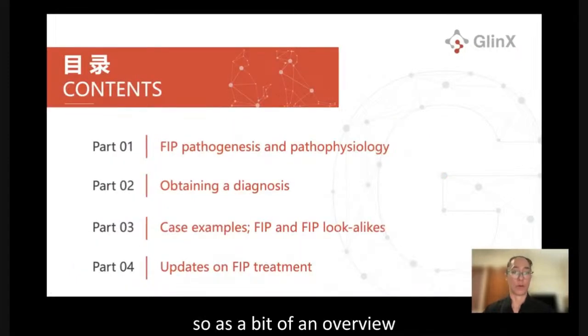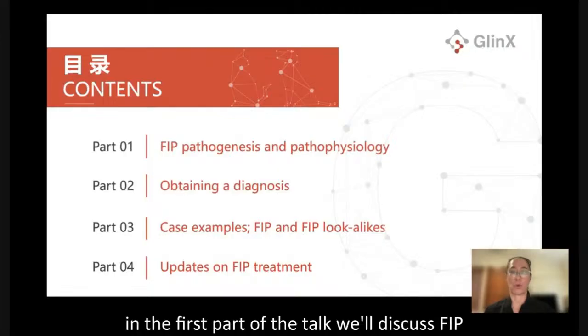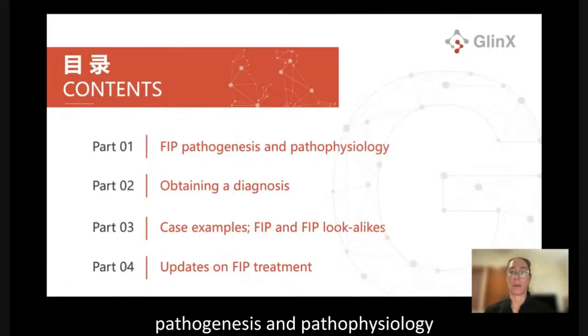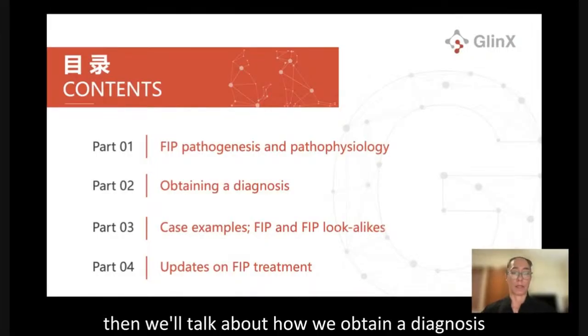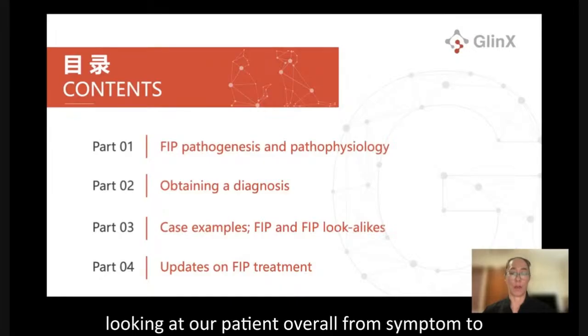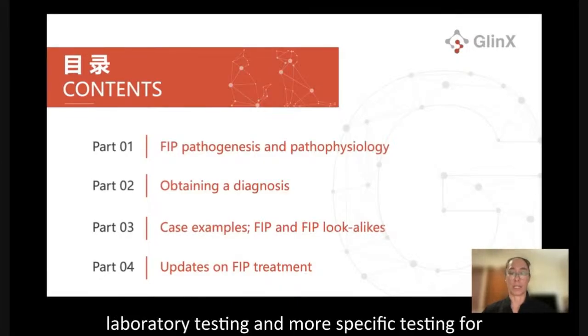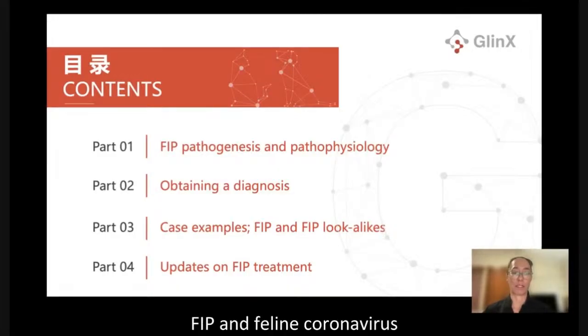So as a bit of an overview, in the first part of the talk, we'll discuss FIP, pathogenesis and pathophysiology. Then we'll talk about how we obtain a diagnosis looking at our patient overall from signalment to laboratory testing and more specific testing for FIP and feline coronavirus.